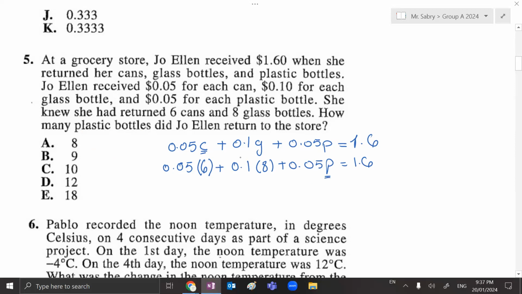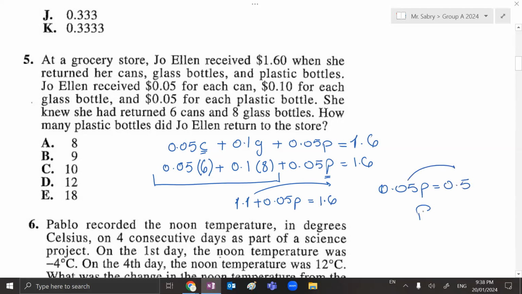On a calculator, you'll add all of those up. That's 1.1. And then I'll move it to the other side by subtraction. So I'll have 0.05p equals 0.5, and then I'll move this to the other side and p will be equal to 10. When I move the 0.05 to the other side, it goes by division.